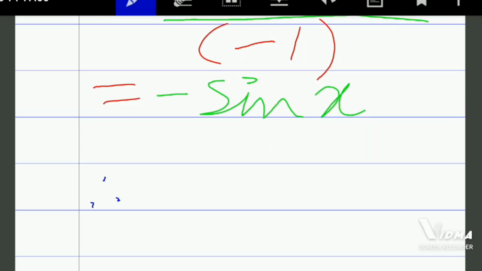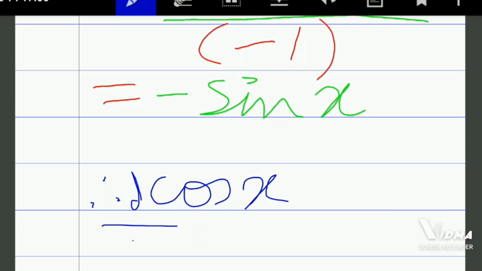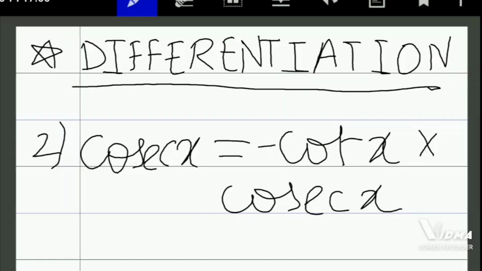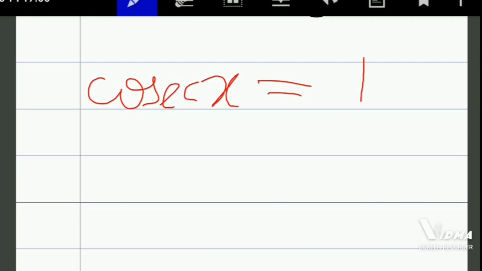Therefore, the differentiation of cos x would be minus sin x. Now for the proof of the second one, the differentiation of cosec x is equal to minus cot x into cosec x. As we know, according to trigonometry, cosec x is equal to 1 upon sin x.